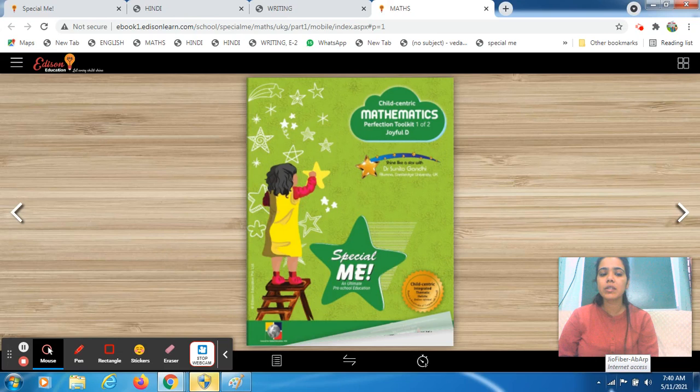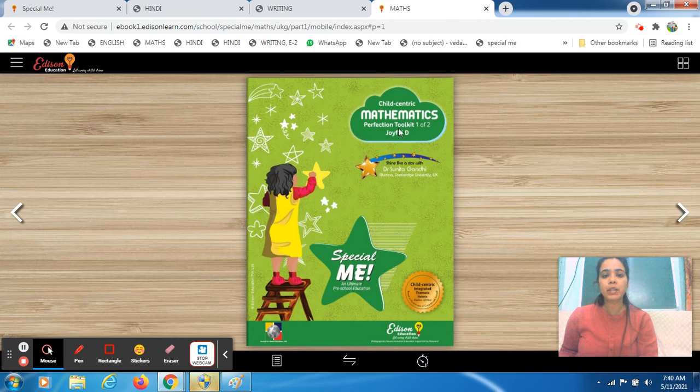As you know, this is part B of the previous session. In this session we will do our second subject. Which is your second subject today? It's your maths one, right? So as you see on screen, this is your Child-Centric Mathematics Perfection Toolkit, one of two, Joyful D. While you are waiting, go and bring out your maths book, a sharp pencil and an eraser in your hand.